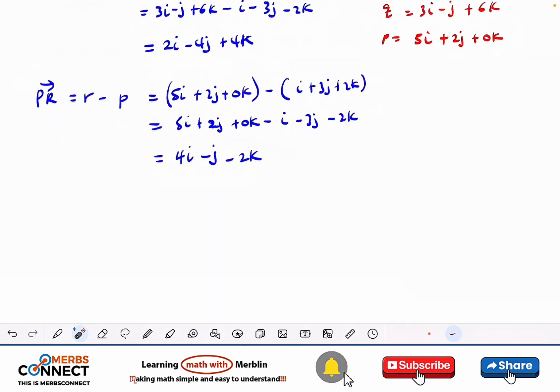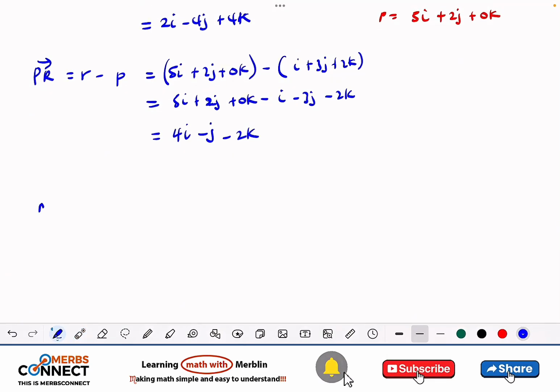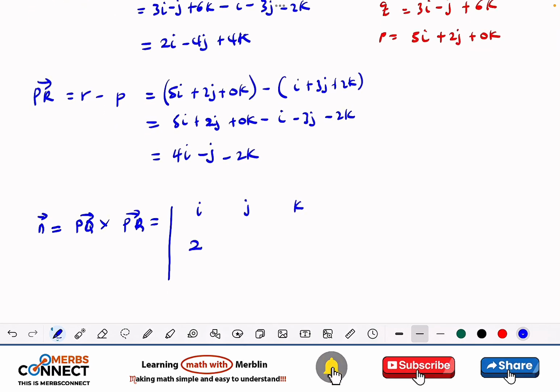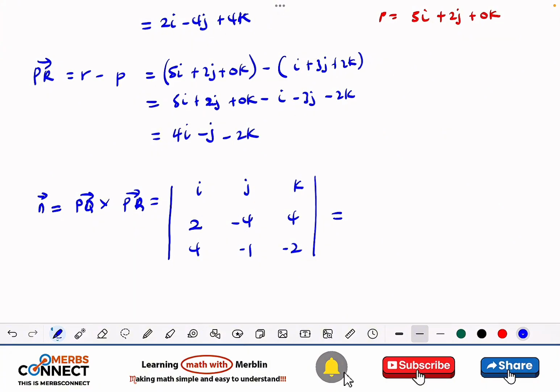Then just come and plug it inside this. So our normal vector n, which is the same as PQ cross PR, is equal to the determinant of i, j, k. PQ is 2, minus 4, 4, and then PR is 4, minus 1, minus 2. So that's what we just need to do. So let's just solve and let's go.